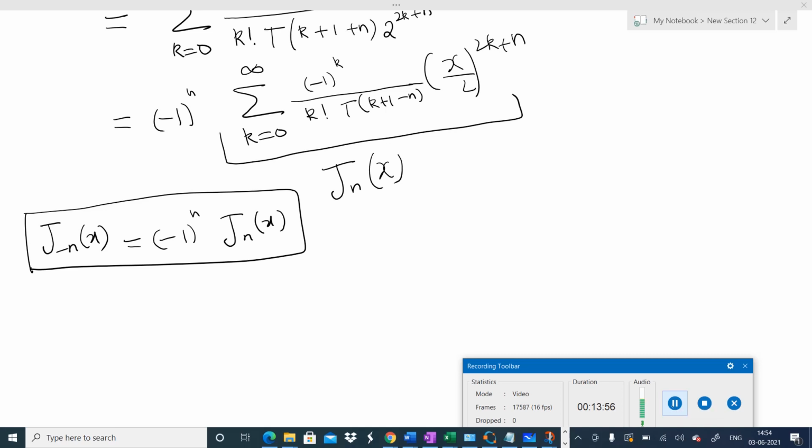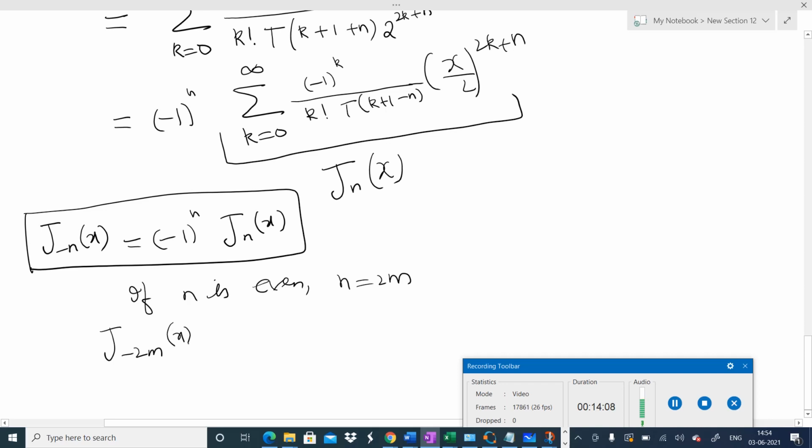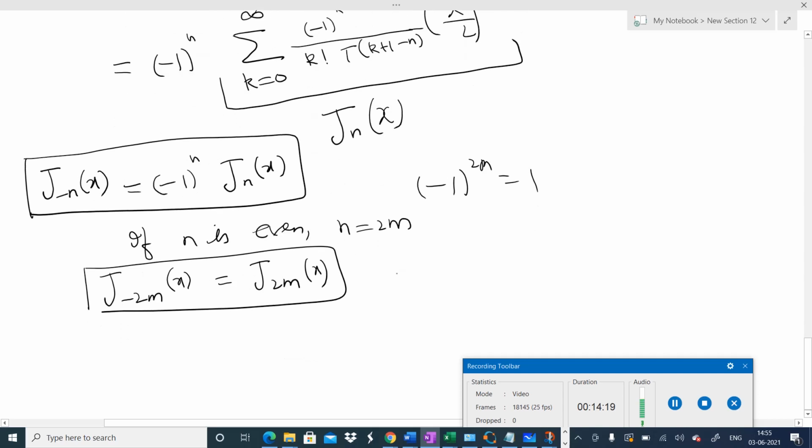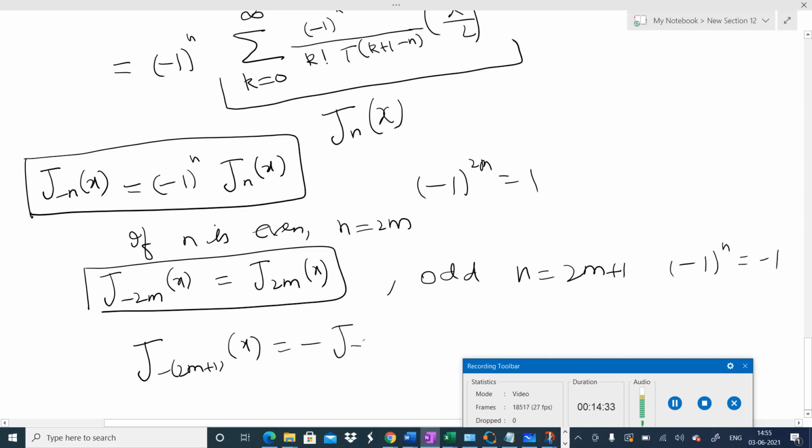So what I can say is, suppose n is even, so n is equal to some 2m, then I can write j of minus 2m of x is, you know, minus 1 to the power 2m will always be 1. It is an even number, so it is j of 2m of x. So this is for even n, and for odd n equal to suppose 2m plus 1, I will get j of minus (2m plus 1) of x. You know, for odd, minus 1 to the power n will be minus 1, so it is minus of j of (2m plus 1) of x.